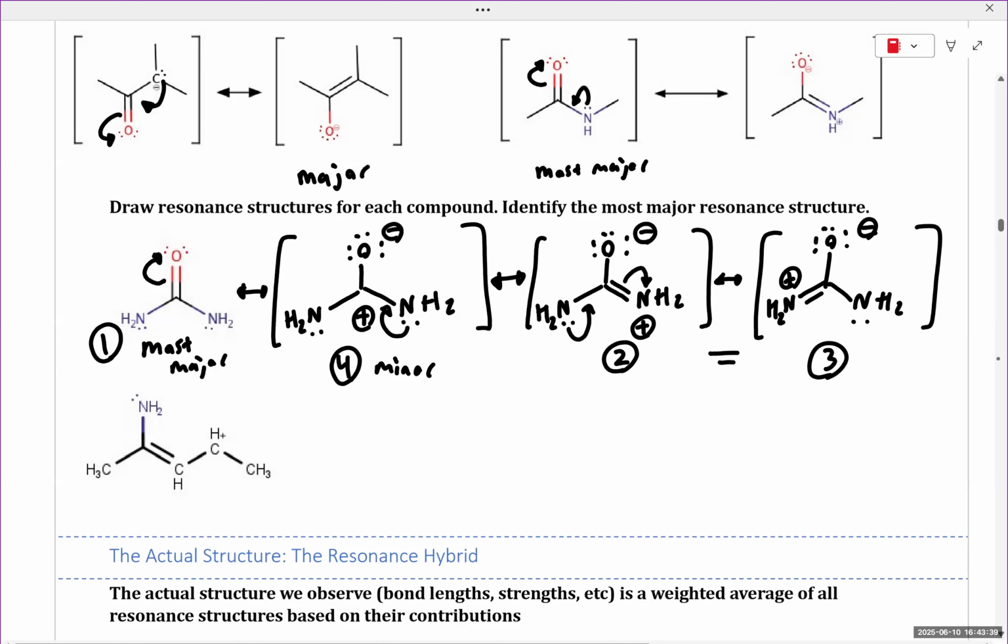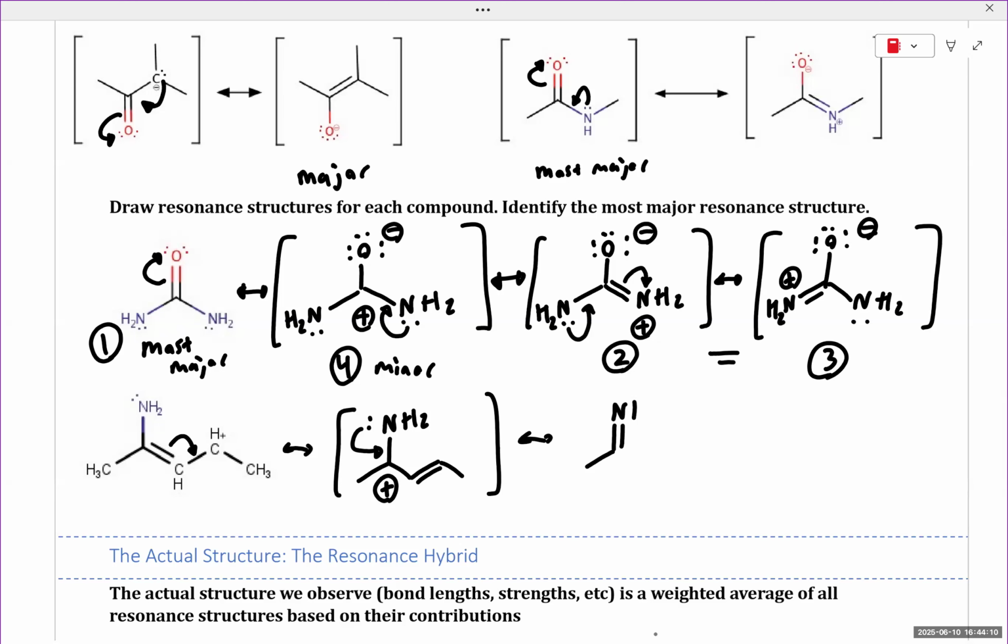So, first things first, I have a carbocation adjacent to a pi bond, so I can kick my pi bond over, and that in turn generates a new pi bond and a new carbocation. From here, I have a carbocation next to a lone pair, so I can kick my lone pair down, and that in turn generates a structure that fulfills the octet rule.